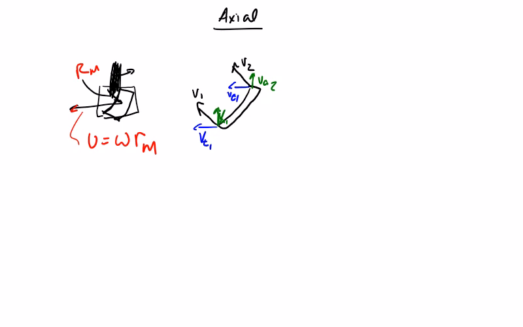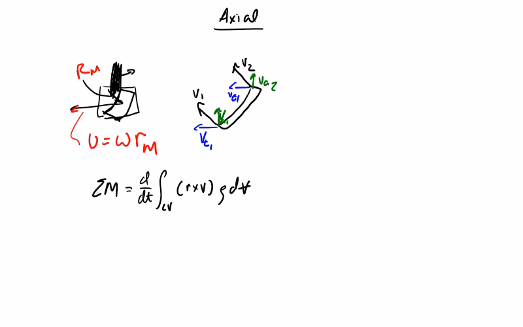Now it turns out that if I do a balance of angular momentum, and that means that the sum of the moments on my control volume, which would be an impeller blade, equals d/dt of the integral over the control volume of r cross v, rho dV, plus the integral over the control surfaces of rho r cross v, v dot n dA, the way we write it. Again, we've never done this, but don't worry about it.